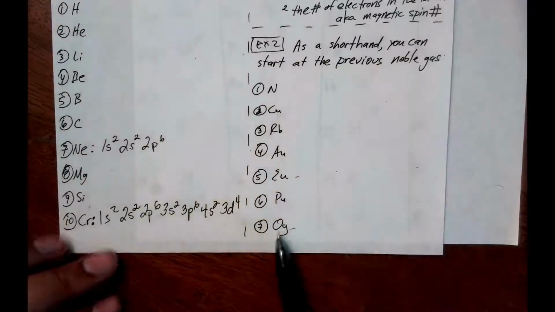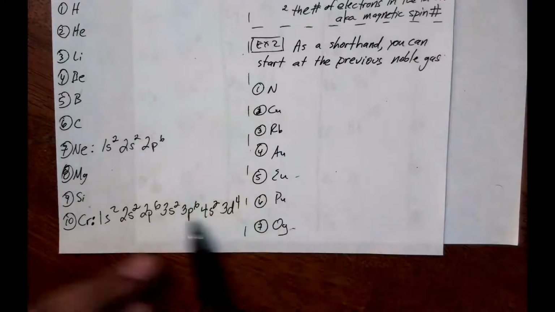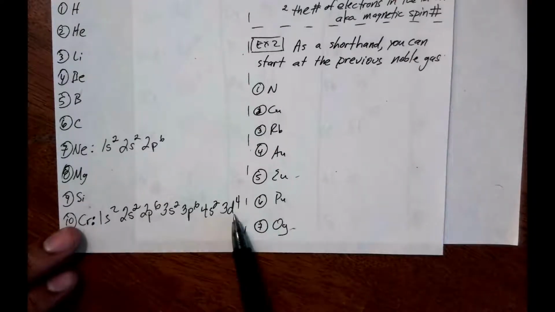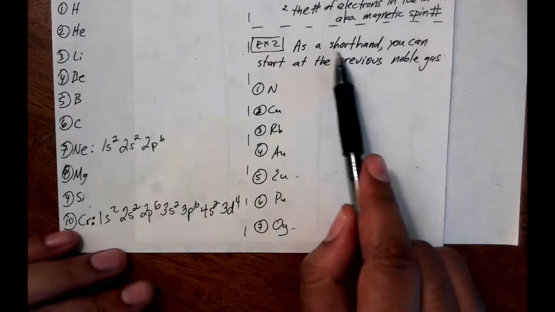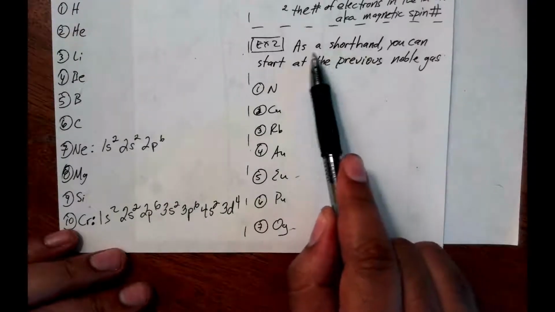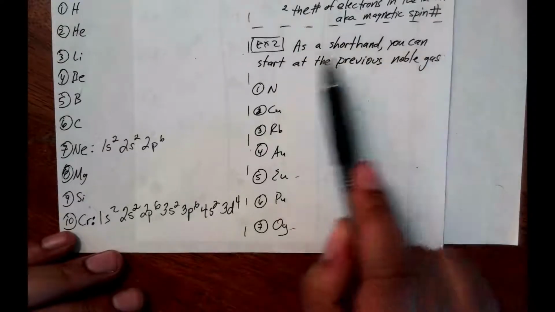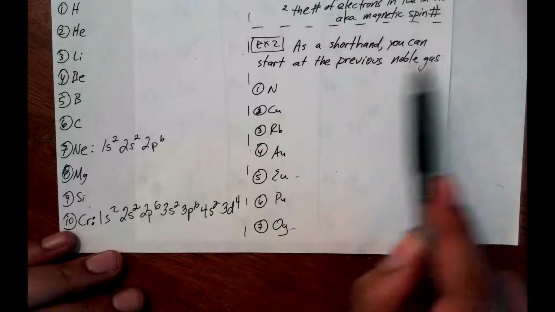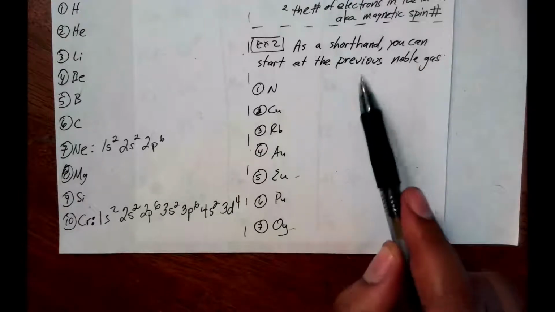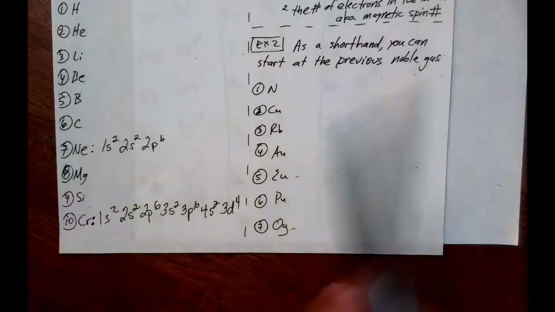Now, here's the thing. Once you start to get down to some of these higher ones, it just doesn't make practical sense to go from the beginning and account for everyone. So scientists have created a shorthand. To do the shorthand, you can start at the previous noble gas, put that one in brackets, and then take it from there.